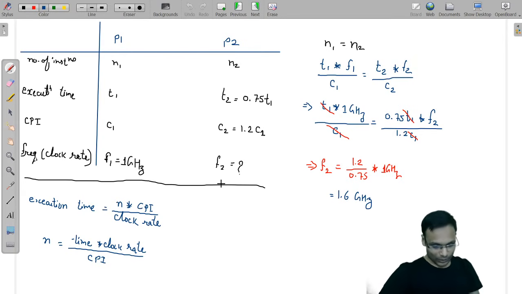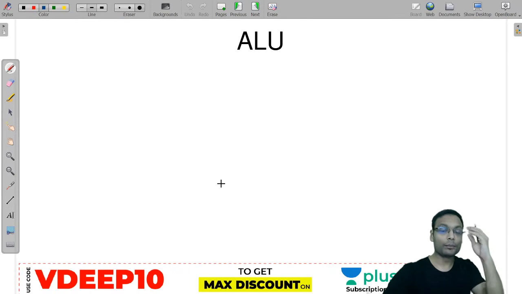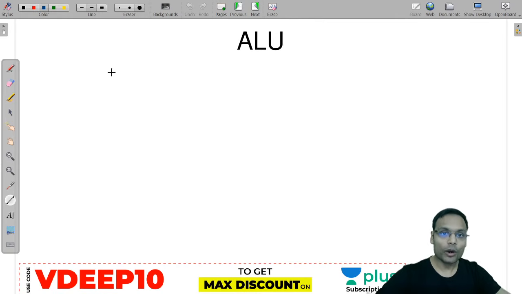Fine. One last thing before we conclude today's session is ALU. Let me finish this and we will wrap up this particular session. So what is ALU? Of course you know ALU, right? ALU performs the operations, arithmetic and logical unit. I call it "aalu". ALU is the unit which performs the arithmetic and logic operations.